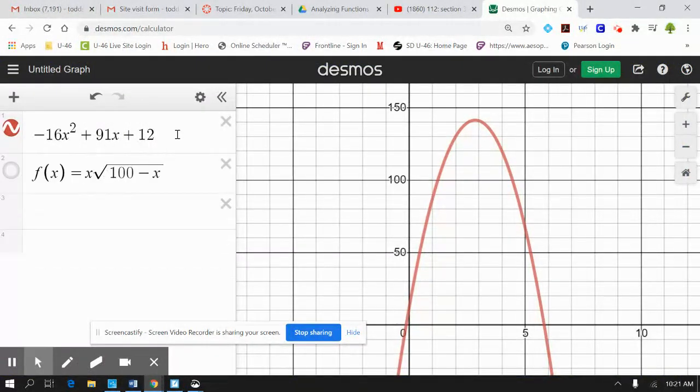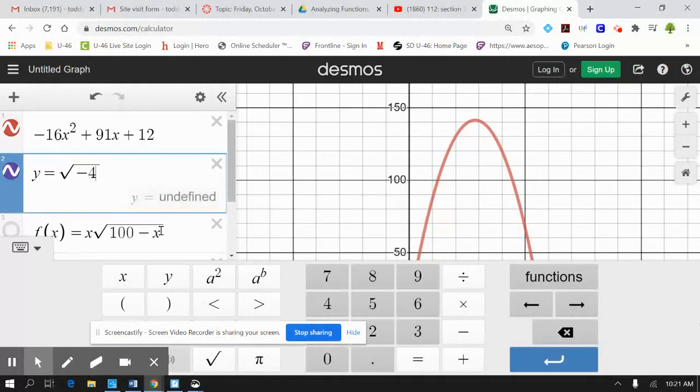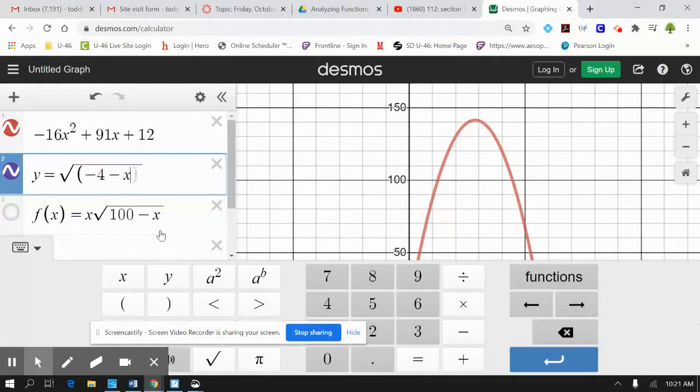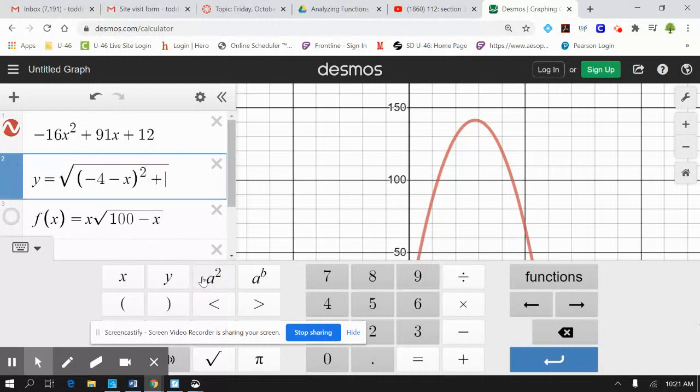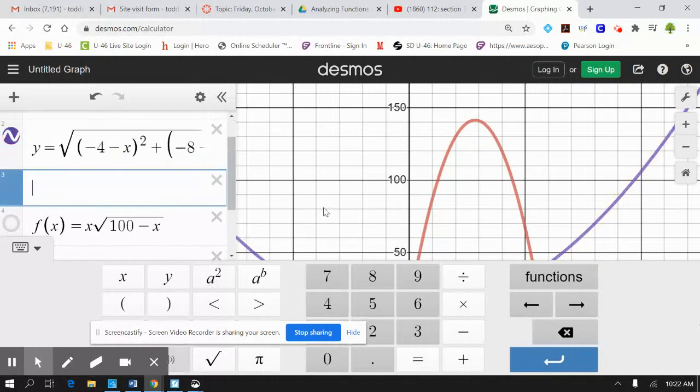So I reversed that one. So y equals the square root of -4, parentheses, -4 minus x, square that, plus -8 minus parentheses, x squared minus 3, parentheses to close the y value, a second parentheses to close the difference, y minus the y value. So now this outer parentheses is containing y minus y, and that's the thing I need to square. And enter. And I get this.